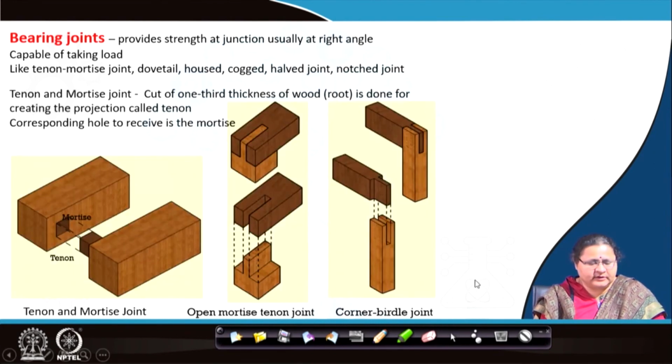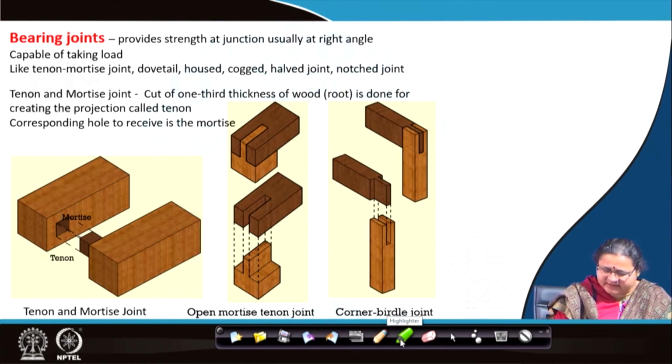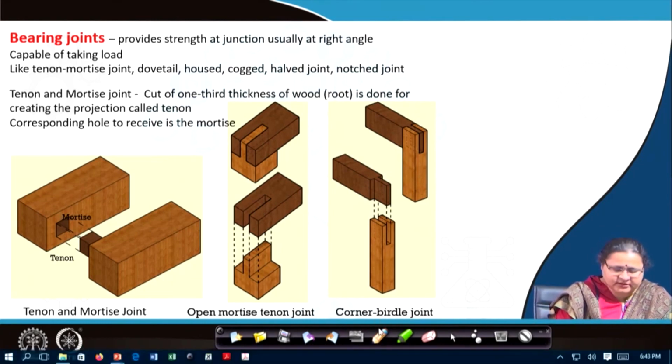So, let us see some bearing joints. The tenon and mortise, you can see the tenon is a projection, whereas mortise is a chase. Chase means a cutout. And if you see this picture, you can see that one third of it has been retained, one third of it has been retained on this side, and one third of it has been used for the chase.